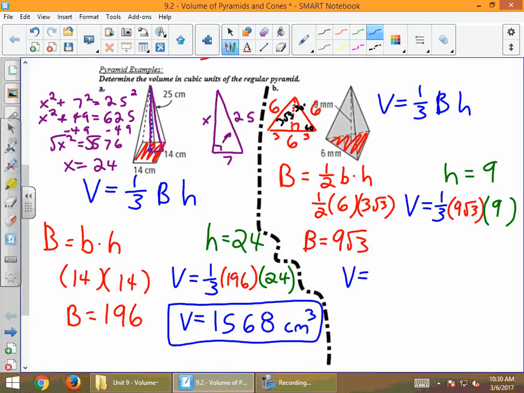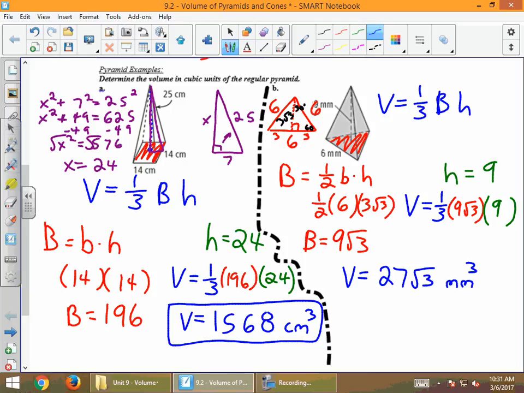What is 1/3 of 9? What's 9 divided by 3? 3. What is 3 times 9? 27, right? So don't do anything on the radical 3, just tag it on the back. So I know I have 27 radical 3, and I include my units, and they're millimeters. Done. That is the exact answer.